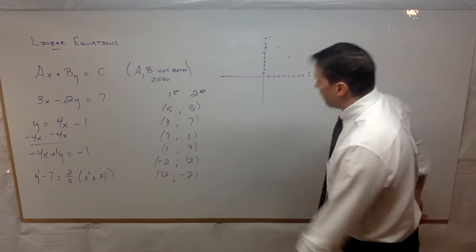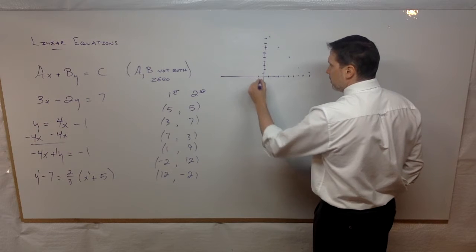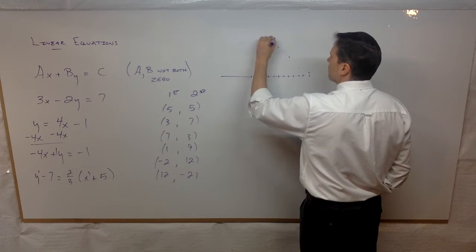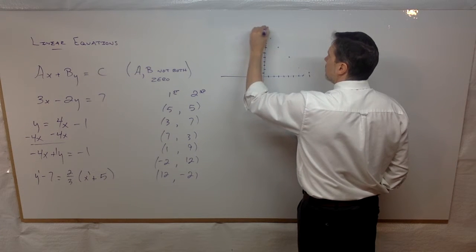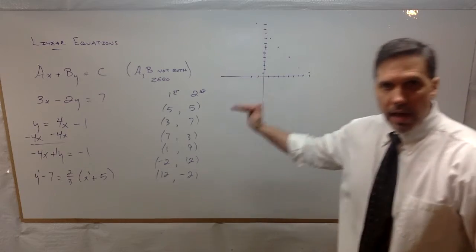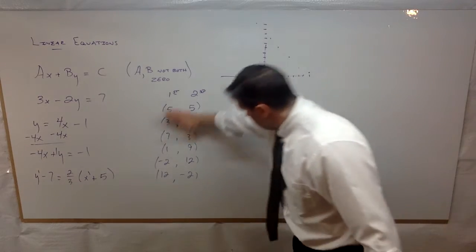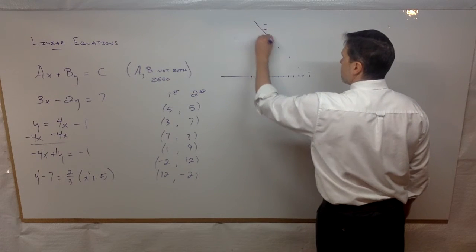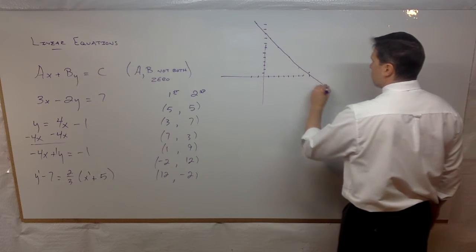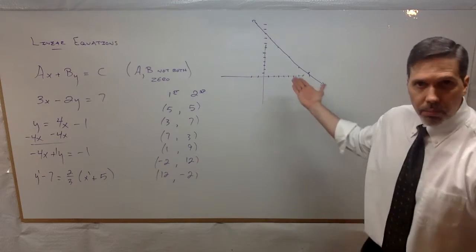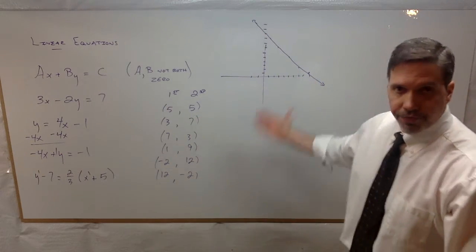Negative 2, 12. Now I'm really wishing I didn't do that. Negative 2, there's 9. That's not a good spot. And if you plotted every single number where the two numbers add up to be 10, you're going to get all your points lining up. Literally, they form a line.